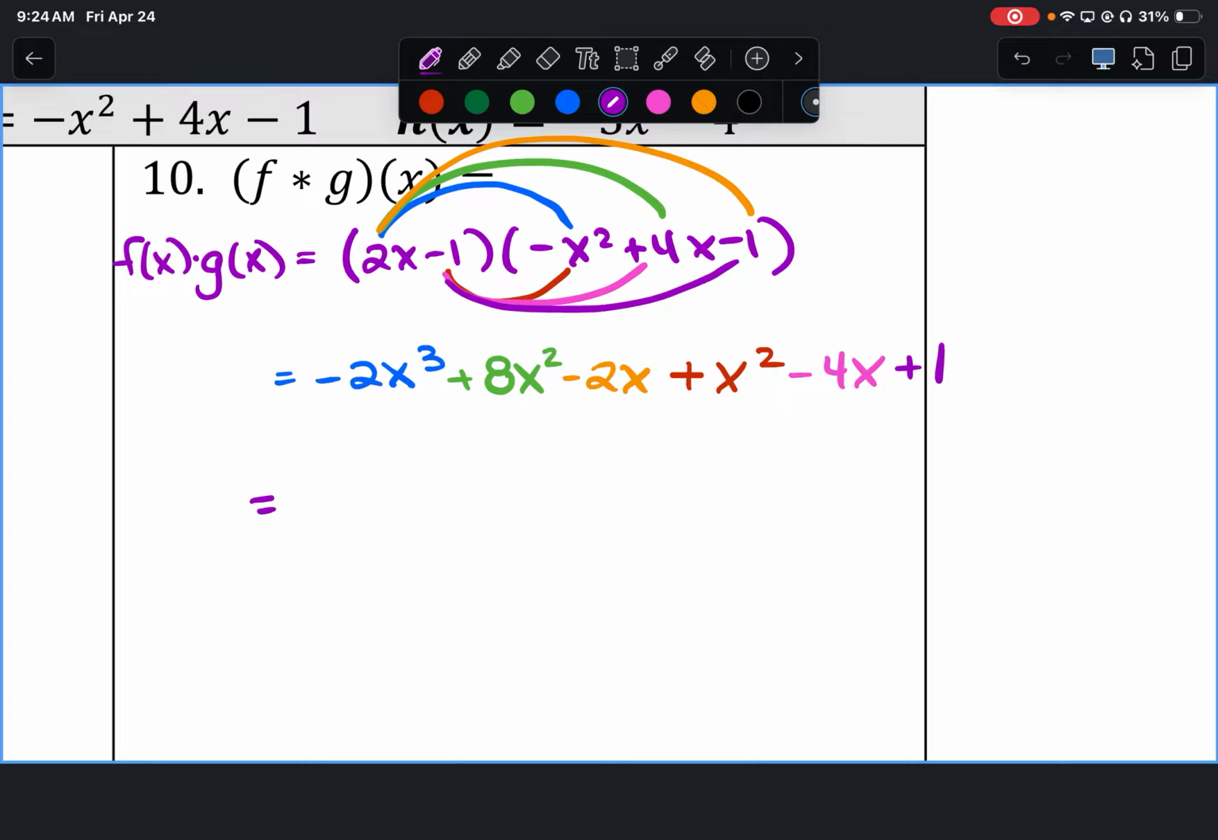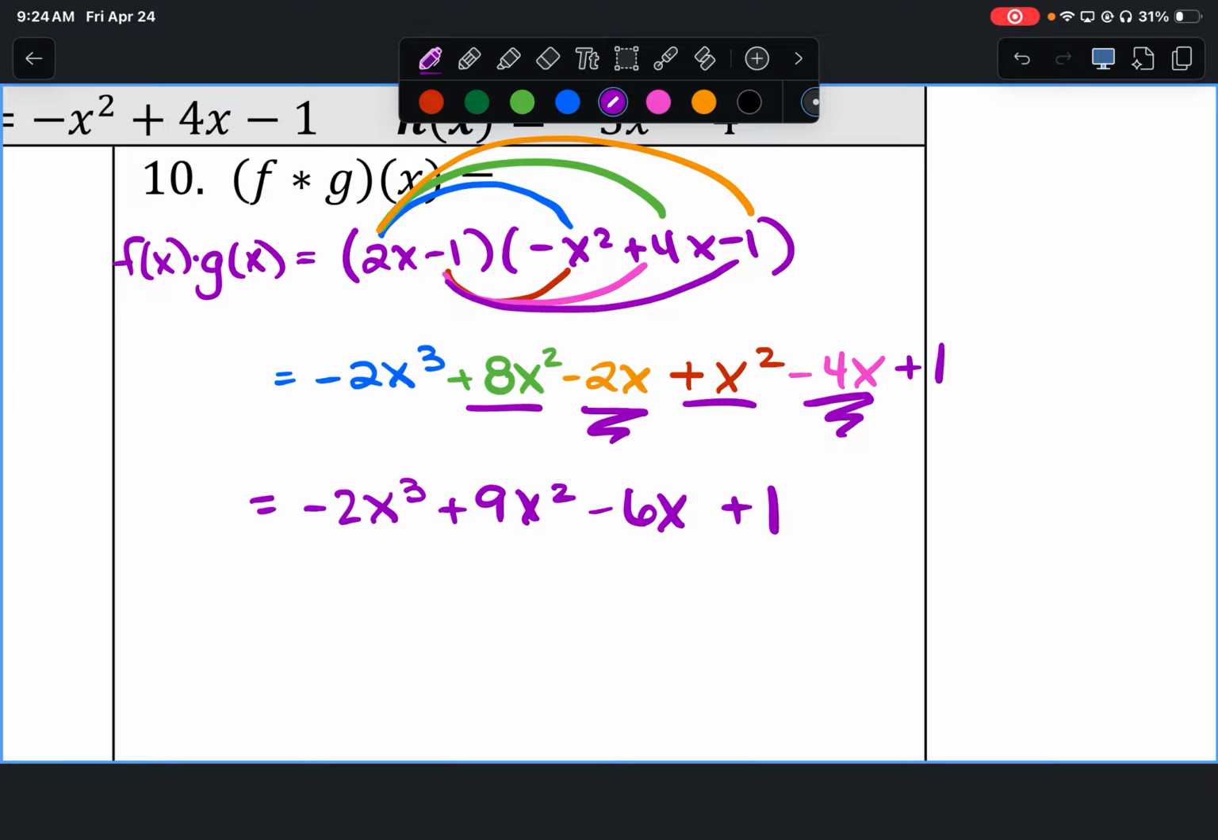What goes first? Negative 2x cubed. Okay. Then we combine like terms. What do I need to combine first? 8x squared. What is 8x squared plus x squared? 9x squared. Then we need to combine our x terms. So what is negative 2x minus 4x? Is it squared or just x? Yep, just x. And then it's plus 1. We only change exponents when we're multiplying. And that is our answer. And I want y'all to do 11 and 12 for me.